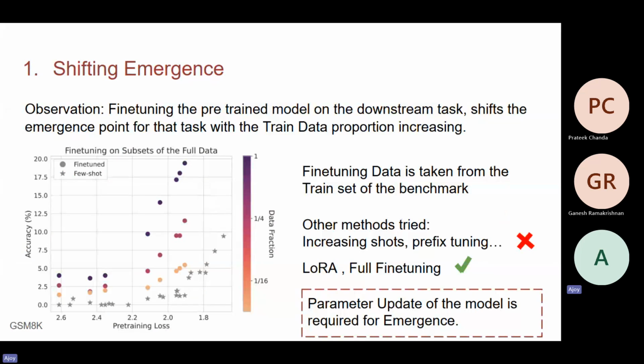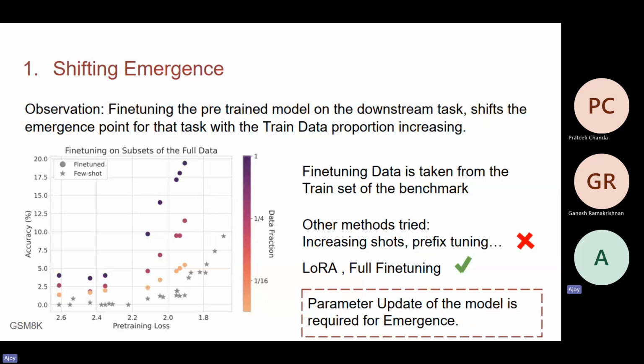So they tried different mechanisms. It's more experimental based. They tried different methods of shifting. For example, for MMLU, 5 shot is the standard. So they tried to increase the number of few shot prompts, and that didn't shift the emergence curve. And they tried prefix tuning, etc. But finally, they found that only when they update the parameters of the model could they shift it.